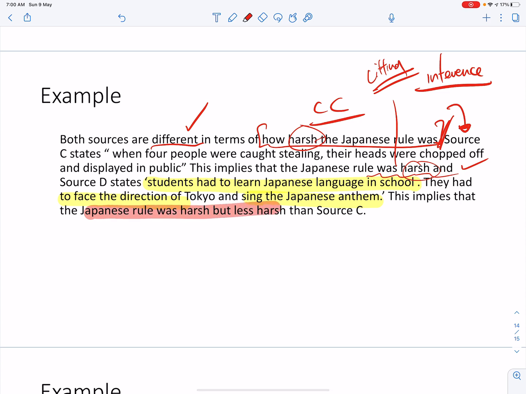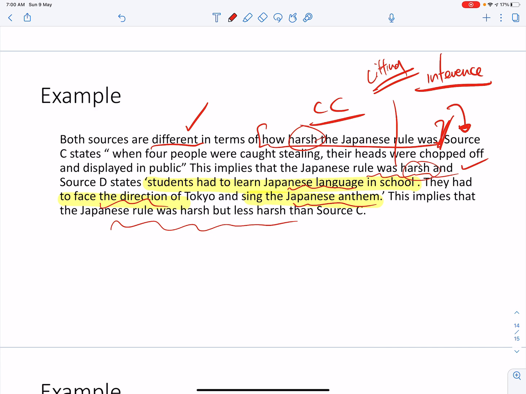Now, can you see the problem here? Learning the language, facing the direction, and singing the anthem is not even mentioning about any form of treatment that the Japanese have towards the people. Okay, this is the policies that they make the people do. You have to learn the language, you have to face the direction, and sing the anthem. But is it speaking about how you're being treated? Not really, right? So it's quite far-fetched to say that this evidence implies that they were less harsh.